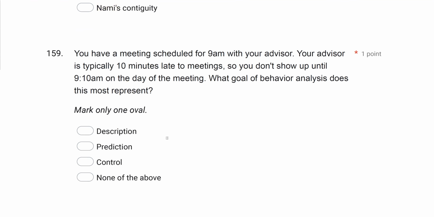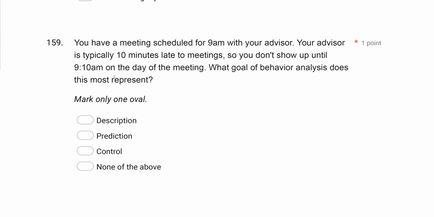You have a meeting scheduled for 9 a.m. with your advisor. Your advisor is typically 10 minutes late to meetings, so you don't show up until 9:10 a.m. on the day of the meeting. What goal of behavior analysis does this most represent? All right, we're looking at the very top of our task list. Goals of behavior analysis as a science, right? And so what are the goals of behavior analysis as a science? Well, we have our answer choices: description, prediction, and control.